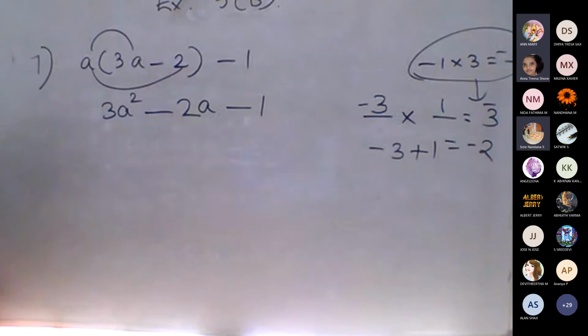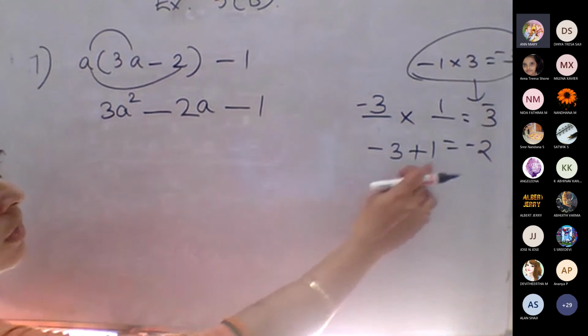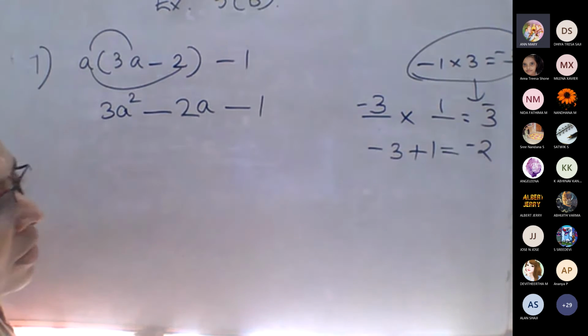Any doubt? Yes, ma'am. Possible. Got it, no? No doubt. Negative 3 plus 1: one sign is positive, the other sign is negative. Subtract and put the bigger number's sign.